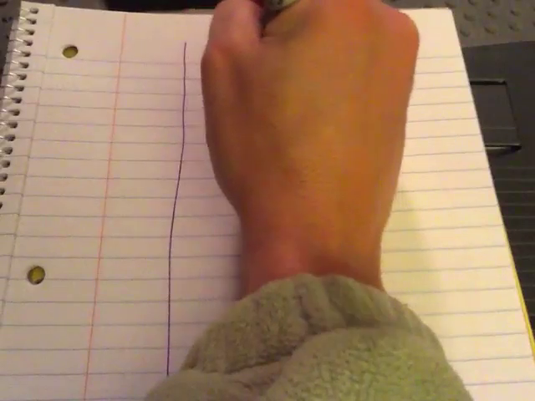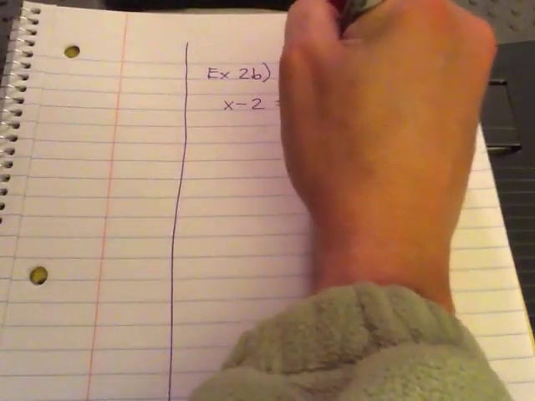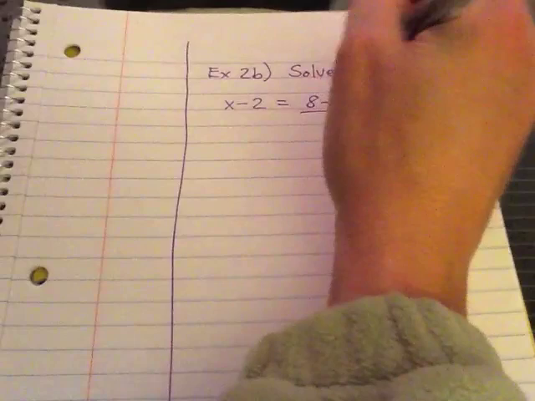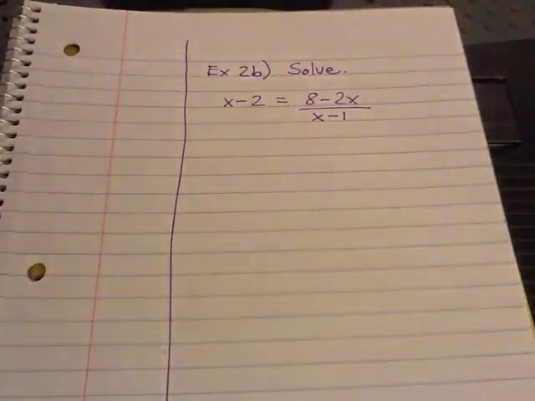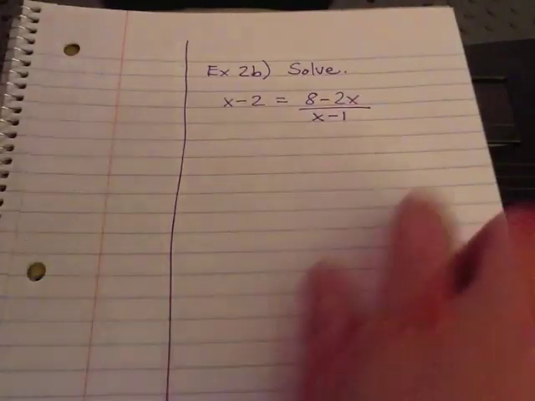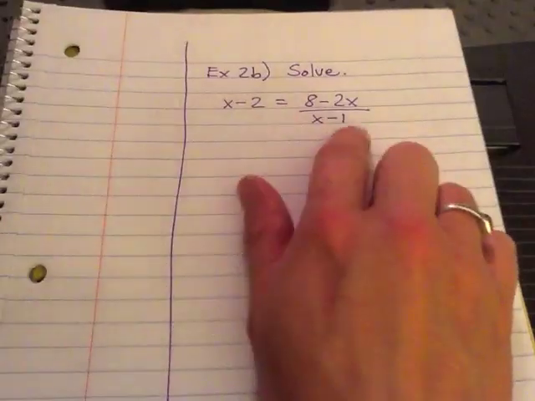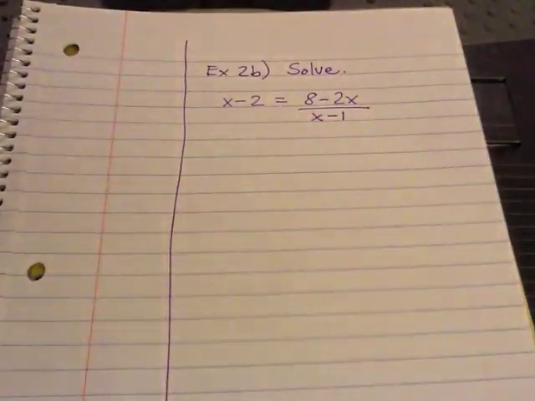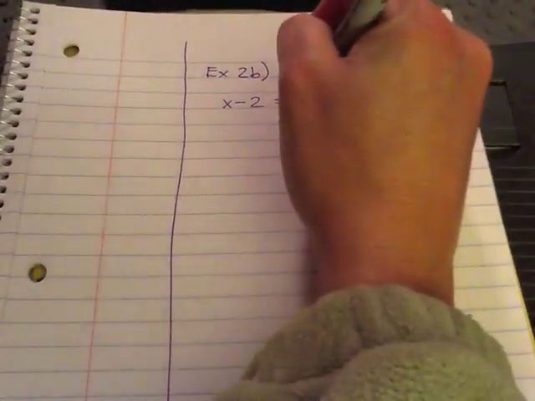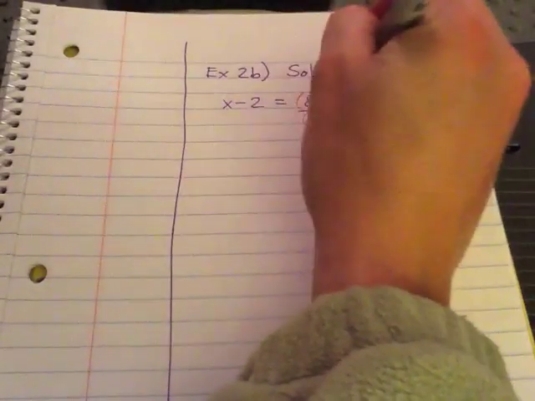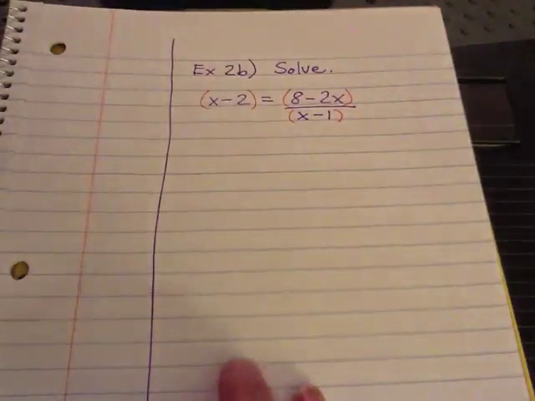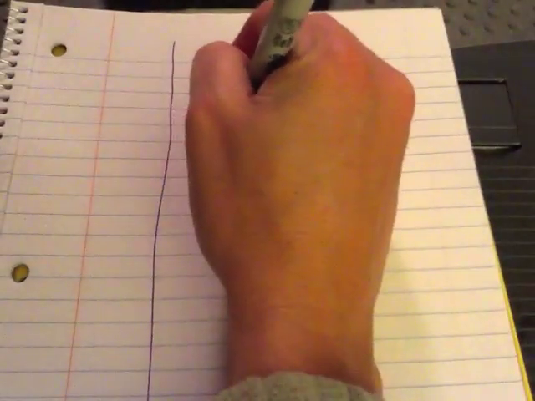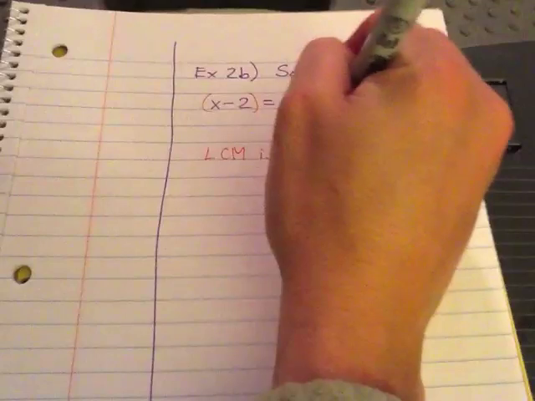X minus 2 equals 8 minus 2x over x minus 1. So in this case, your LCM that you're going to multiply both sides by is x minus 1, because it's your denominator, it's the only denominator you have. And you need to think of these as binomials, so if you need to, put parentheses around them. Your LCM is x minus 1.